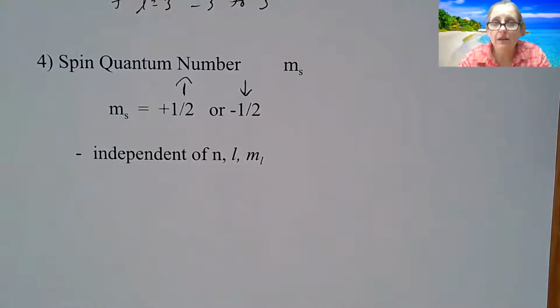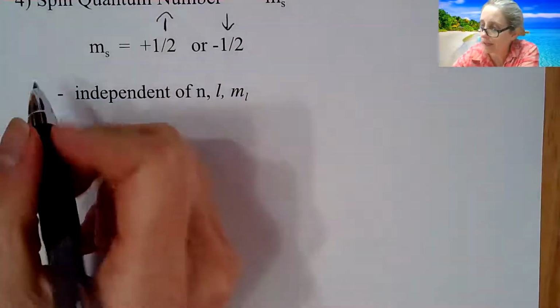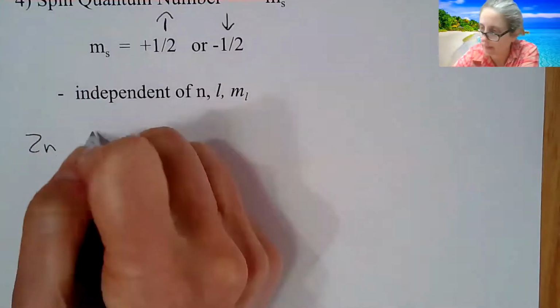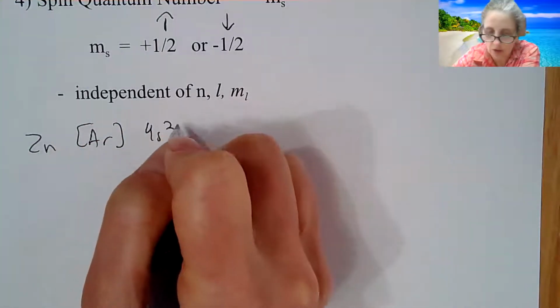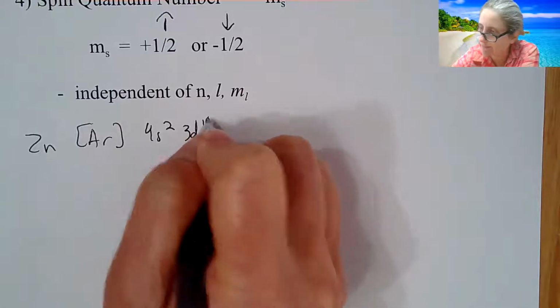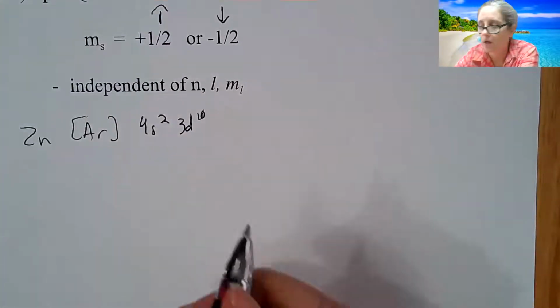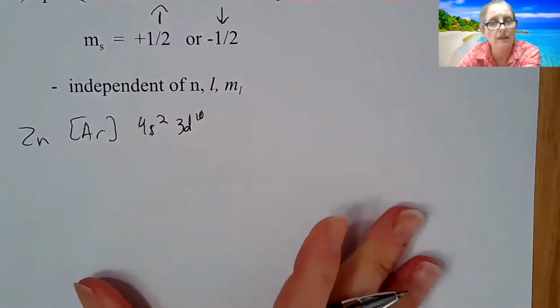So this is telling you essentially that it's spinning in one direction or the other. All right, so this is how it kind of works. So let's look at zinc, for example. We have argon, and then we have 4s2, 3d10. Okay, those are the electrons, or the electron configuration of zinc.